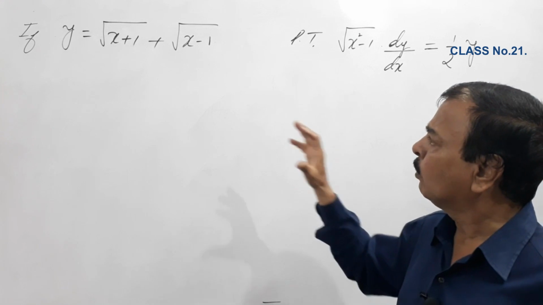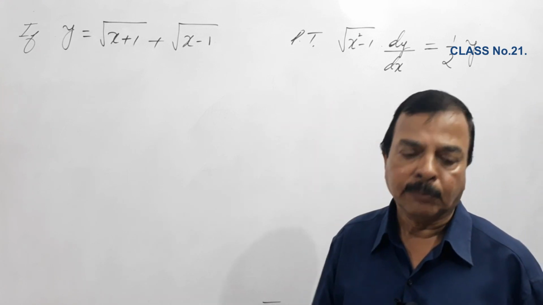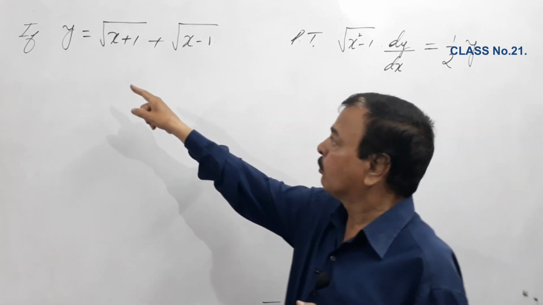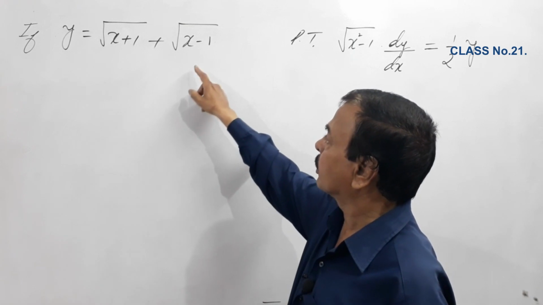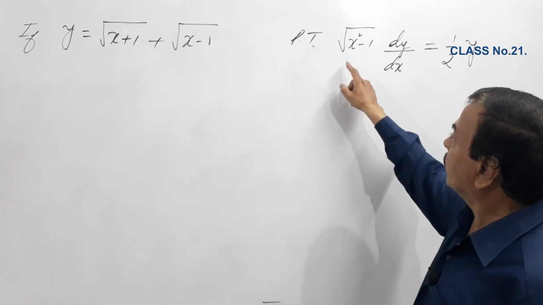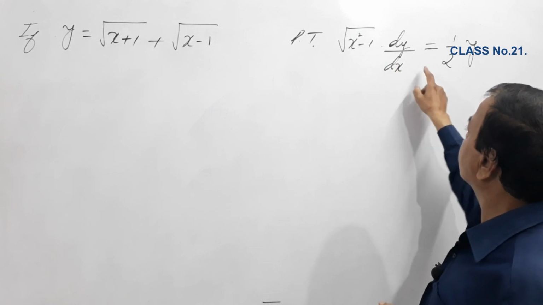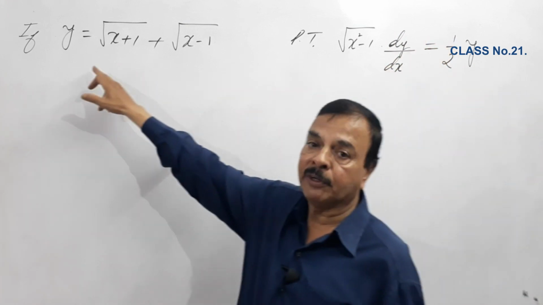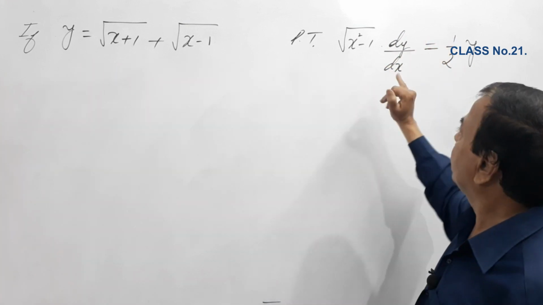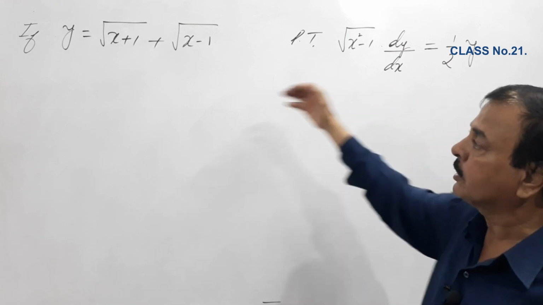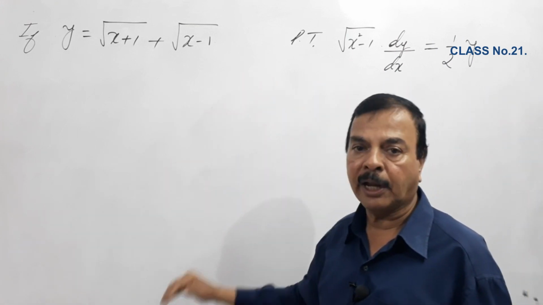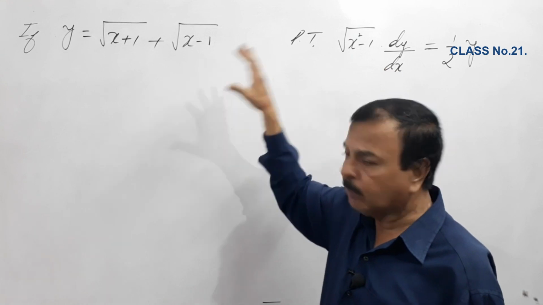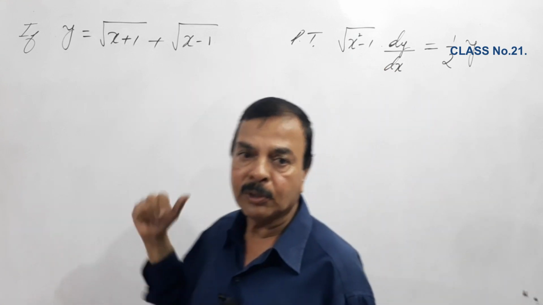Here you don't have any clue how to do it, but you have a hint, because the answer is hidden within the problem. If y equals under the root x plus 1 plus under the root x minus 1, prove that under the root x square minus 1 into dy by dx equals half y. Here dy by dx indicates that you have to differentiate this, because there is no other way. Only way is you have to differentiate this. If you differentiate this, try to follow the steps and you will reach the answer, because he has given you y. What is y? This is y. So you will do it automatically. Let us see how to solve this problem.